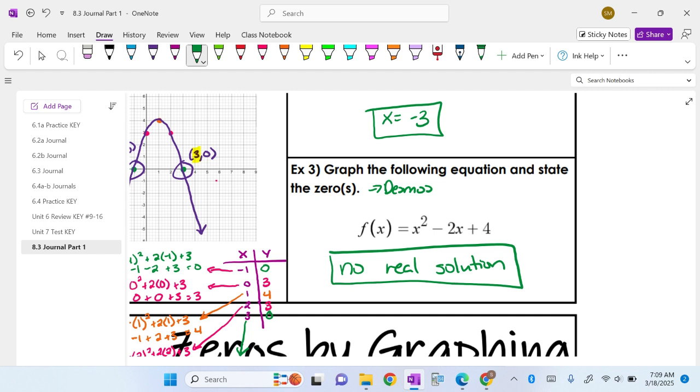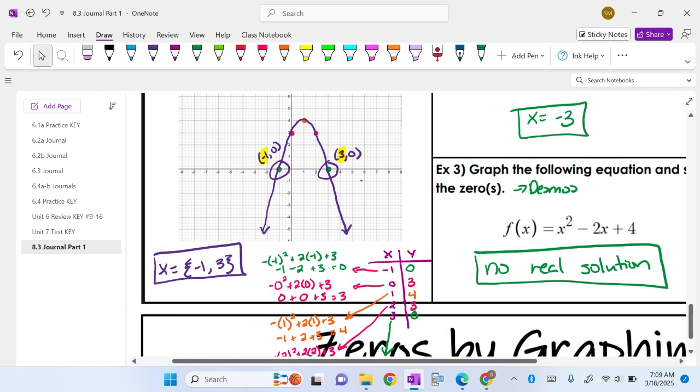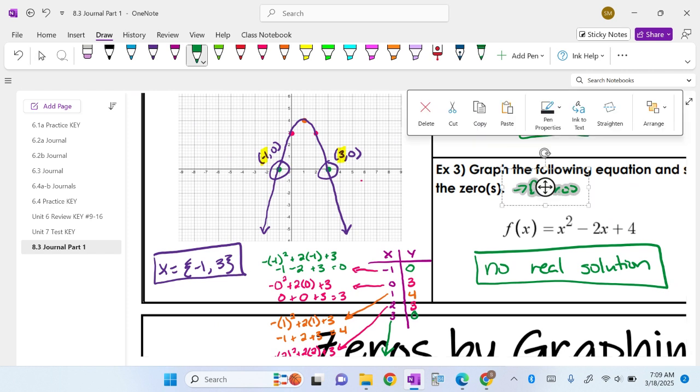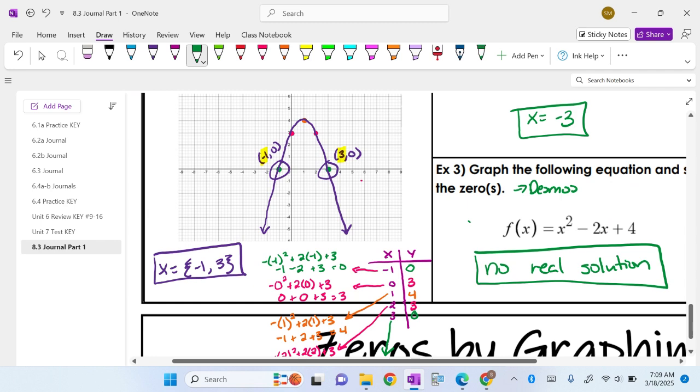Now, another thing to remember, just so you guys don't get confused, is that only the x-intercepts are solutions. The y-intercept is not a solution, so please do not get confused with that. All right, so it's the x-intercepts only that contain our solutions.